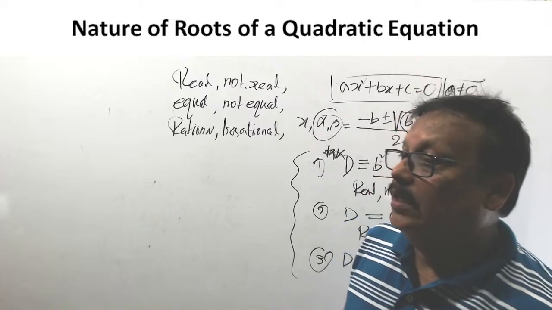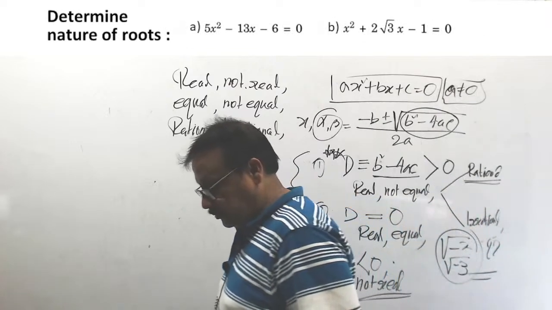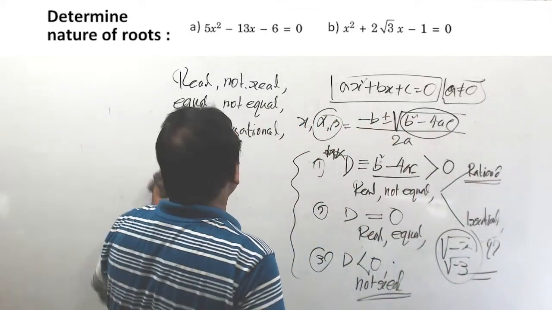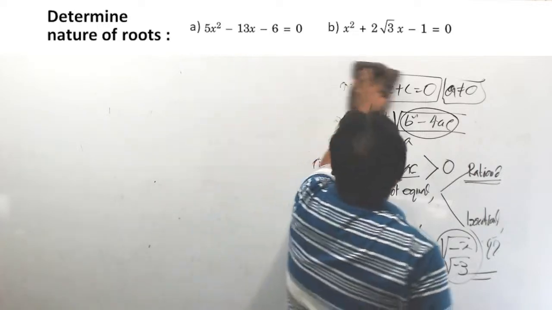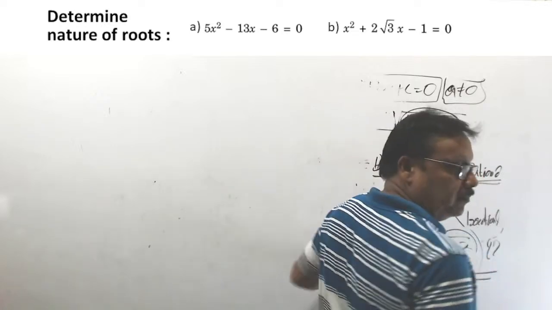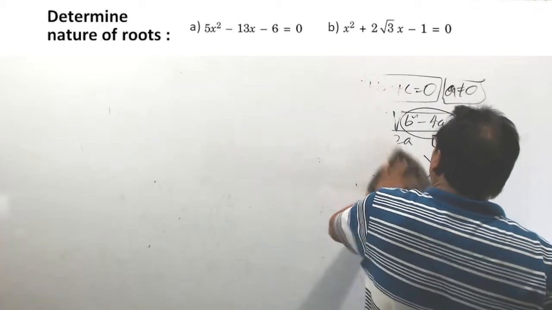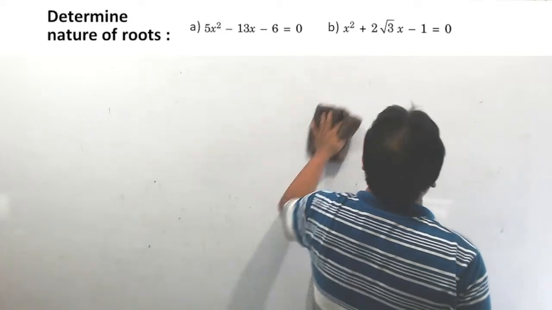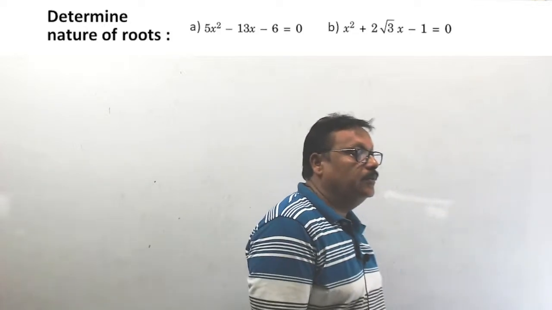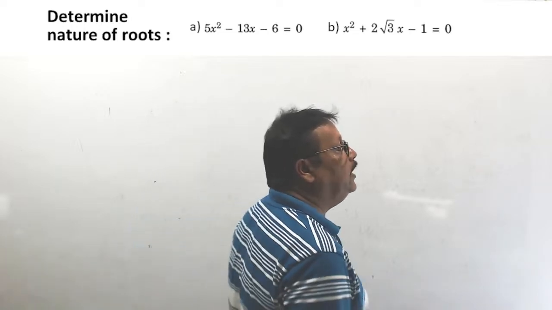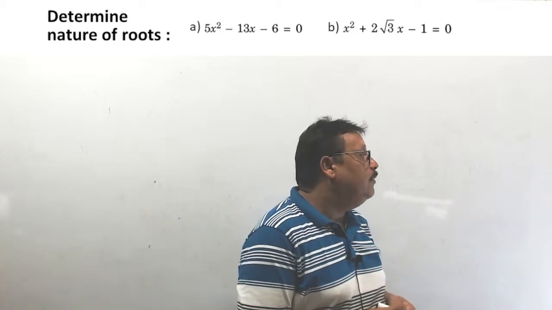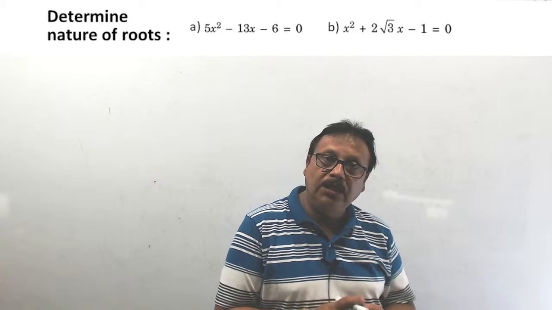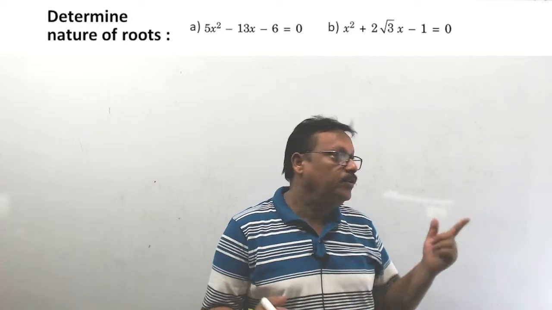What is the next one? Nature of roots. Okay, here is one problem. Let us do this problem. Okay, now see. What is the problem? First one. Determine the nature of roots. Nature of roots means, without solving the equation 5x square minus 13x minus 6 equal to 0, whether the roots are real, not real, equal, not equal, rational or irrational, whatever it is. You have to determine without solving.